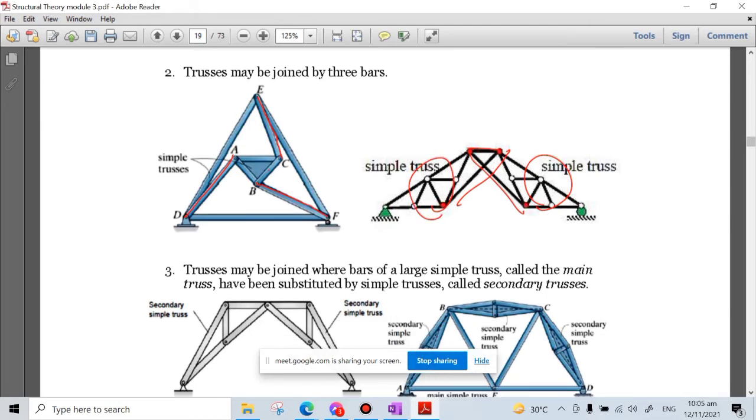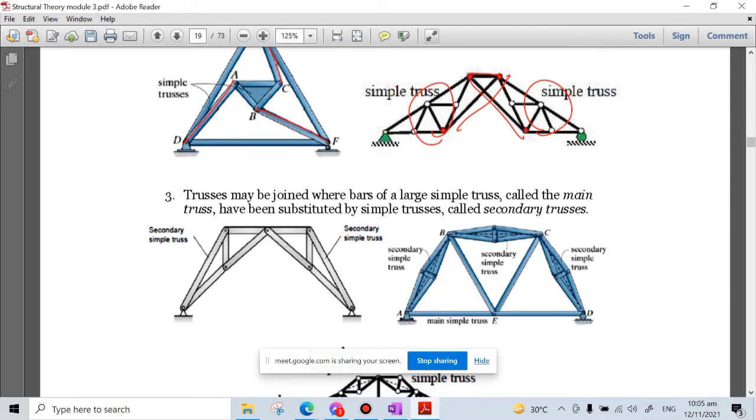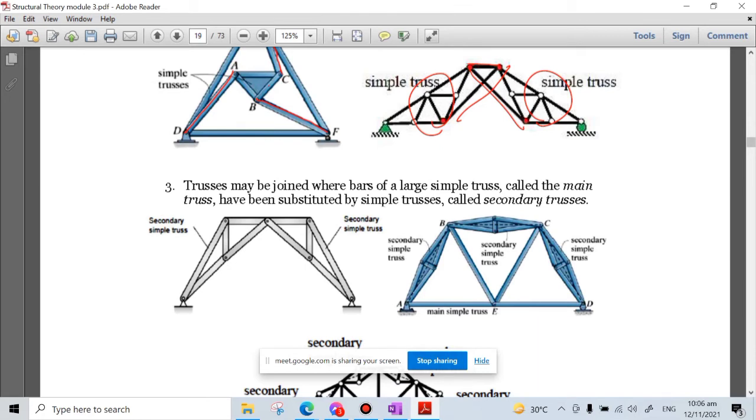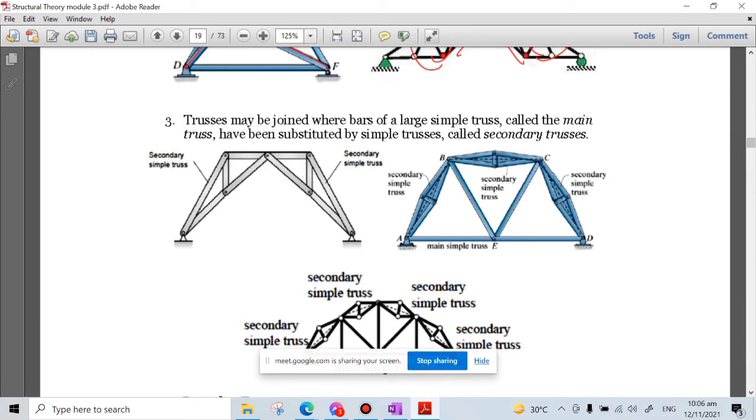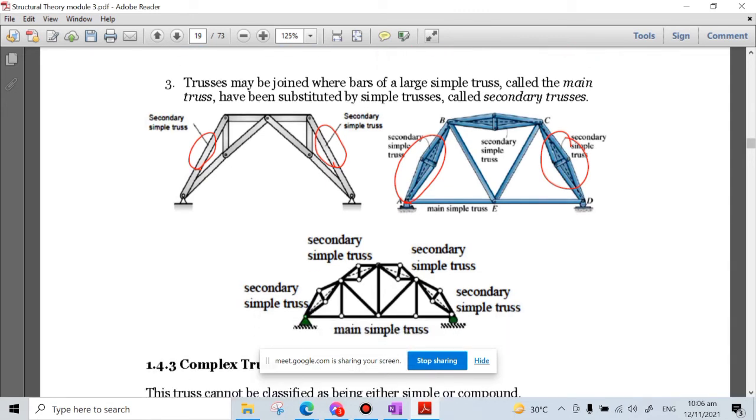Number three, trusses may be joined together, or may be joined where bars of a large simple truss called the main truss have been substituted by simple trusses called the secondary trusses. So, itong mga to, mga secondary trusses yan. Pero sa analysis, ay ginagawa lang natin yung isa. Nakikita nyo doon sa example ninyo. Ito, secondary truss din to.